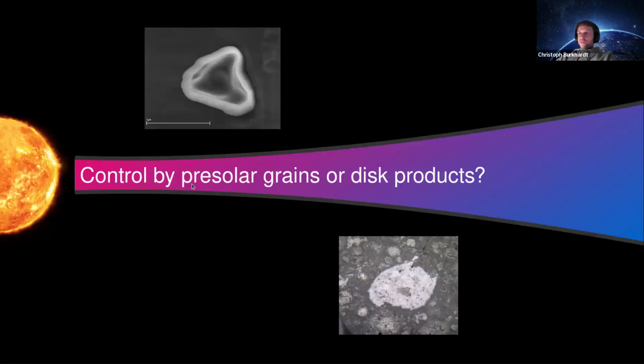And that also brings us to the question, what are these variations actually controlled by? Presolar grains? Well, obviously, finally, it's presolar grains that carry these anomalies, but is it actual presolar grains that are heterogeneously distributed in the regions where these different bodies form? Or is it more disk products like CAIs or chondrules that are heterogeneously distributed, and that these carry the anomalies that are dominating the bulk scale anomalies?